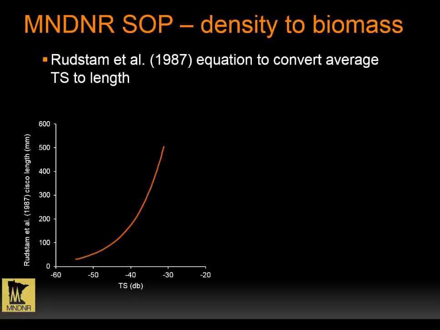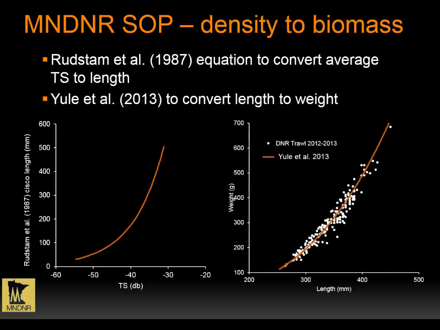To convert density to biomass, we took the average target strength and converted that to length using Rudstam's equation, and then from length to weight using an equation published by Yule in 2013. In this graph, the white dots are the Minnesota DNR trawl data from 2012 to 2013. You can see that the relationship fits our data really well. The only reason we used Yule's relationship rather than developing our own is because we didn't have a lot of fish greater than 400 millimeters in our trawl data.